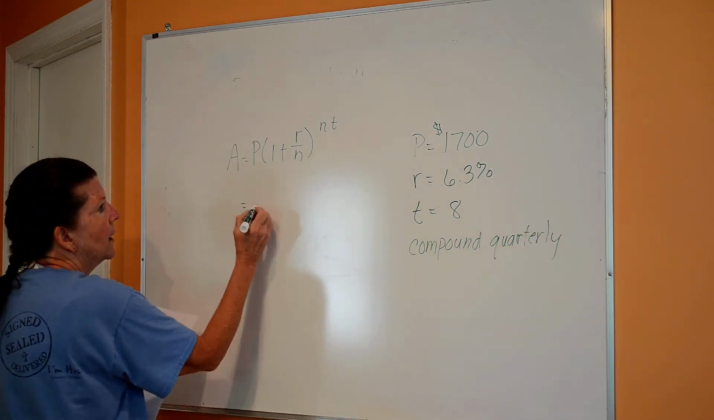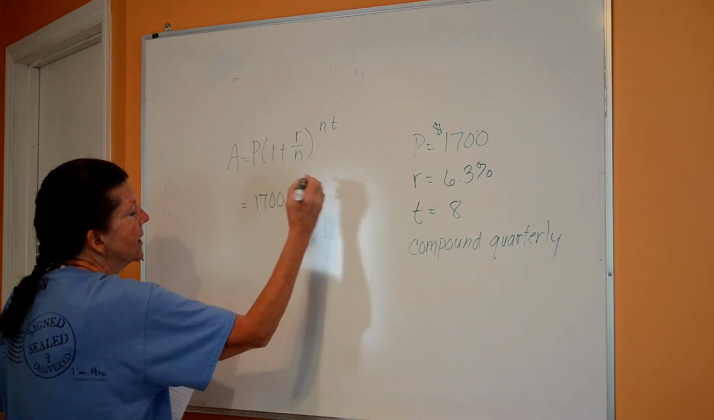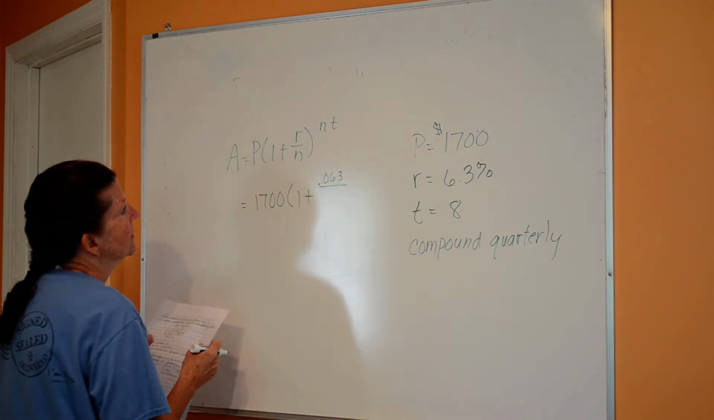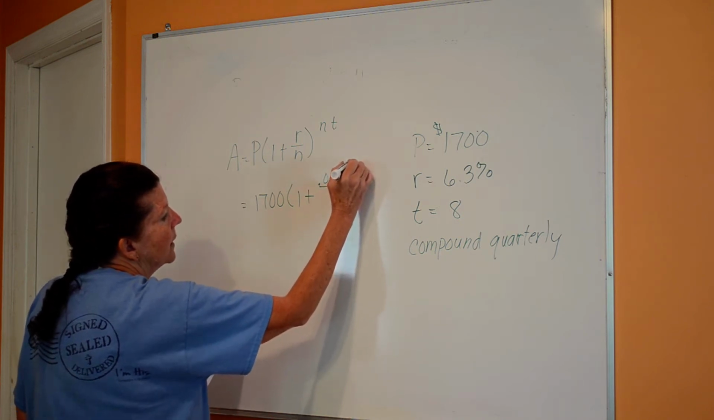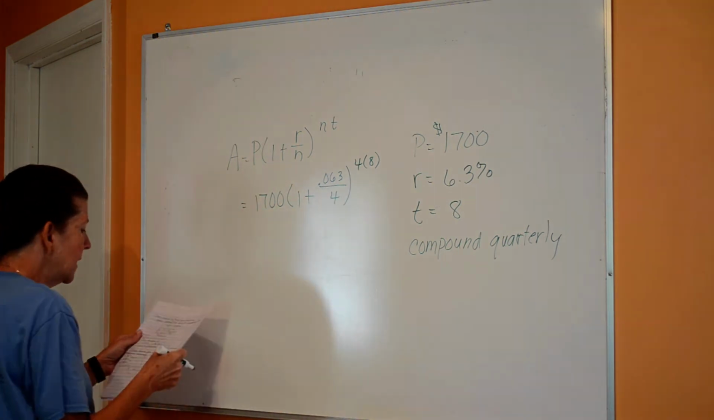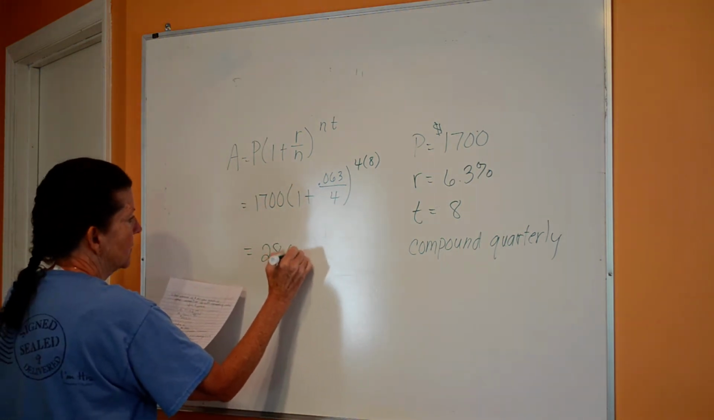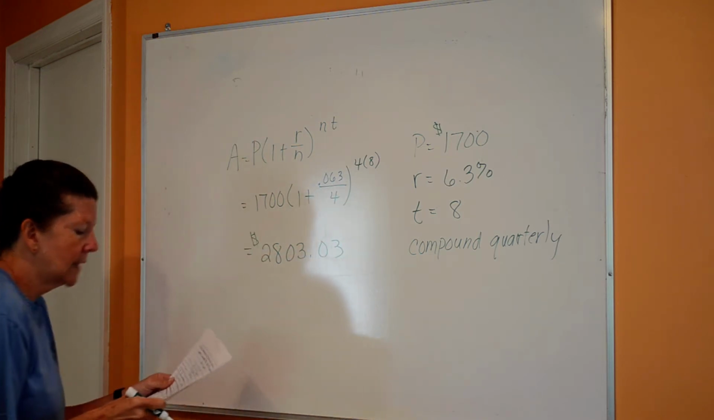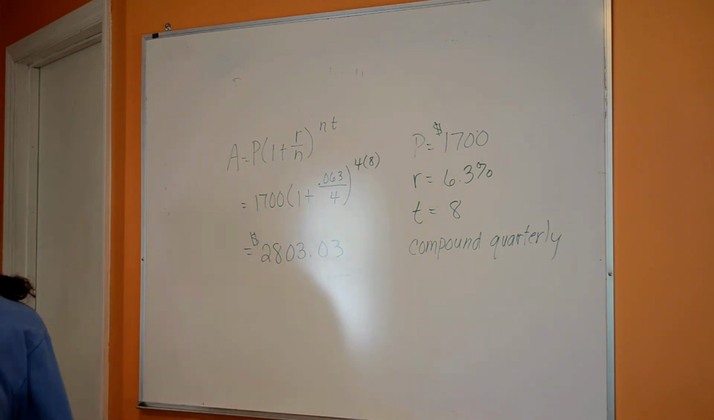So I'm going to plug in 1700, 1 plus, I've got to take my percent and change it into a decimal by moving the decimal, over quarterly, so my N is 4, and 4 times 8. So if I plug that all in my calculator, make sure your parentheses are in the right location, I should get 2,803.